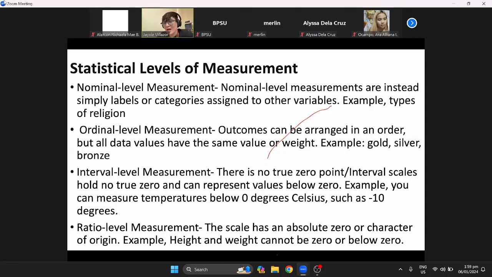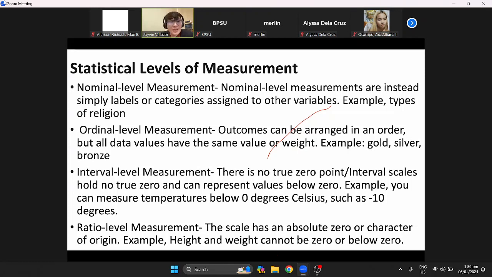Nominal po iyon. Another, yung LGBTQA+, di ba? Example yun ng nominal, di ba? May lesbian, may gay, may bisexual, and then so on and so forth. So since that is categorical, then that is what? Nominal po yun. So if that is the thing that you are studying or the variable that you are studying, then that is a nominal level of measurement.